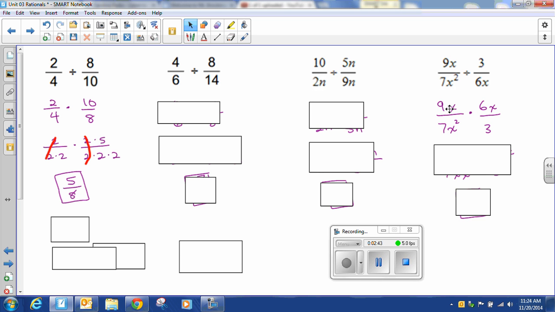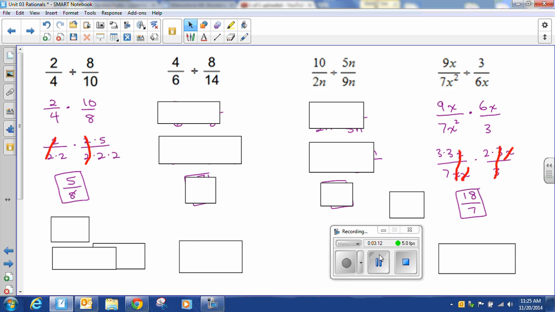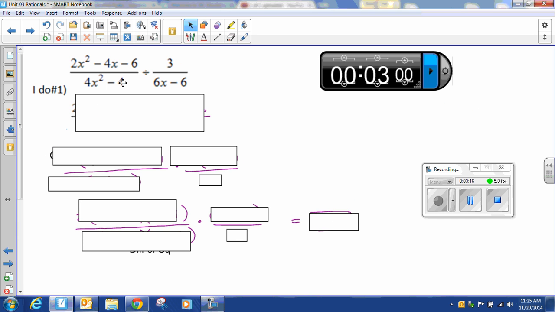So we will factor out 9x to 3 times x, and 7x squared, which is 7 times x times x. 6x gets broken down to 2 times 3 times x, and 3 is already prime, so there it is. So let's go through and cancel these x's, cancel these 3's. We can cancel this x with this x, and what we're left over with is 3 times 3 times 2, which is 18/7.